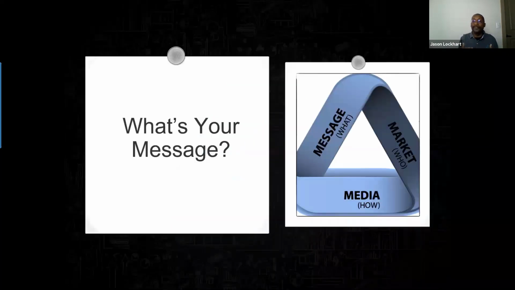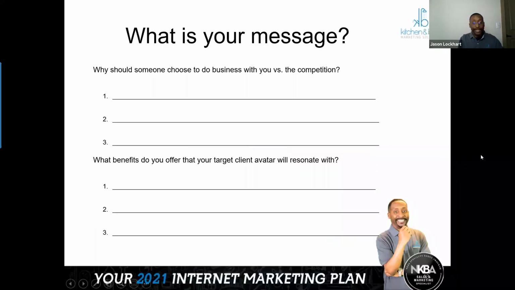This is about crafting the message. So what is your message? Once you know who your avatar is, who your perfect client is, now you can start to craft the message that resonates with that end user or ideal client. Here are some questions that are also in the workbook on page 9. What actually differentiates you from your competition? What's your unique value proposition, your UVP, or USP, unique selling proposition? Ultimately, what sets you apart from your competition?